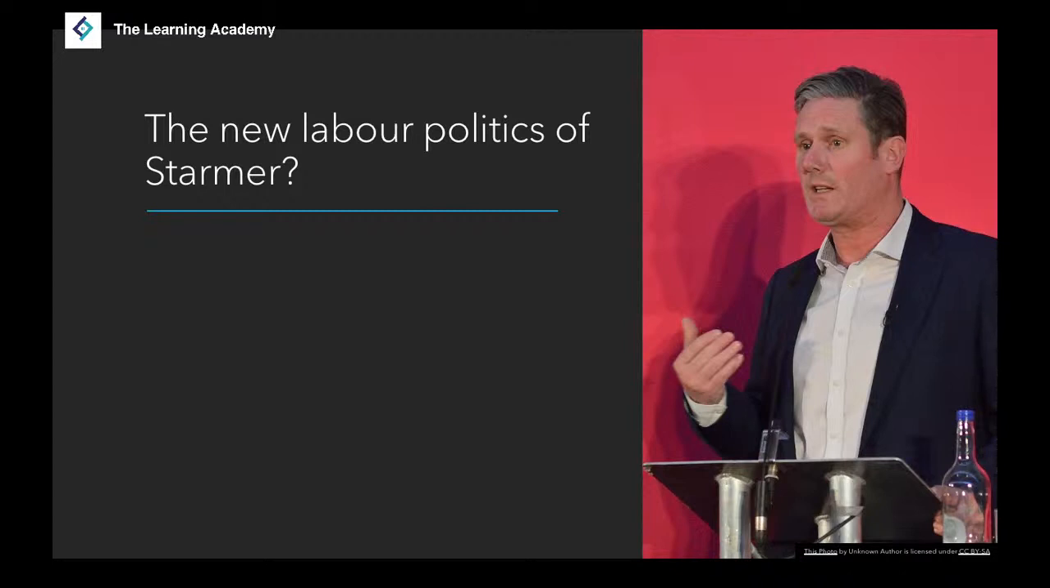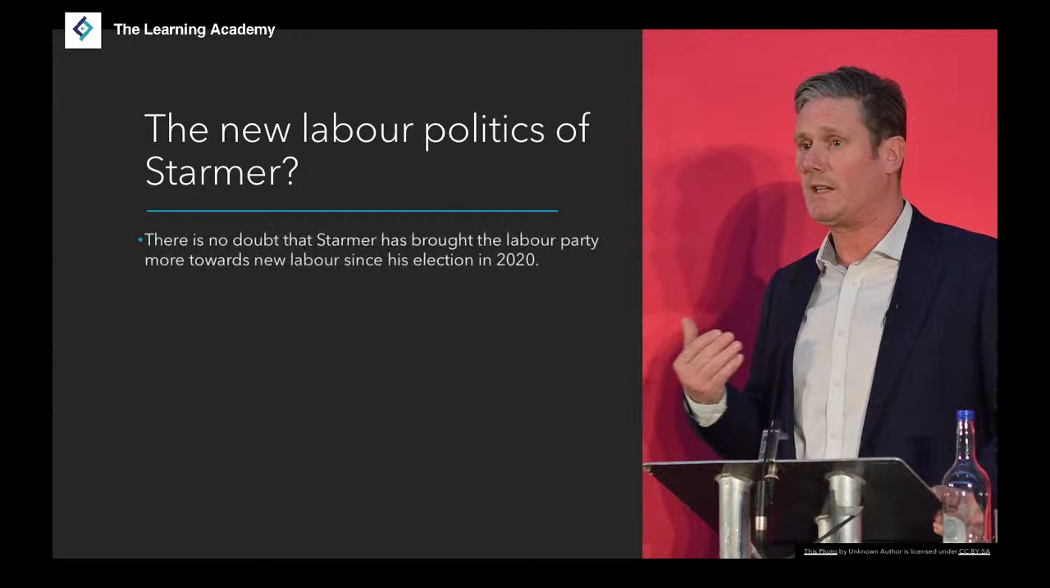Accused of being anti-Semitic, yes, of course. But all he has done is advocate for the rights of the Palestinian people. Starmer, on the other hand, if he's PM, will turn a blind eye. Well, that's a political question that you can discuss, definitely. So there's no doubt that Starmer has brought the Labour Party more towards New Labour since his election in 2020.